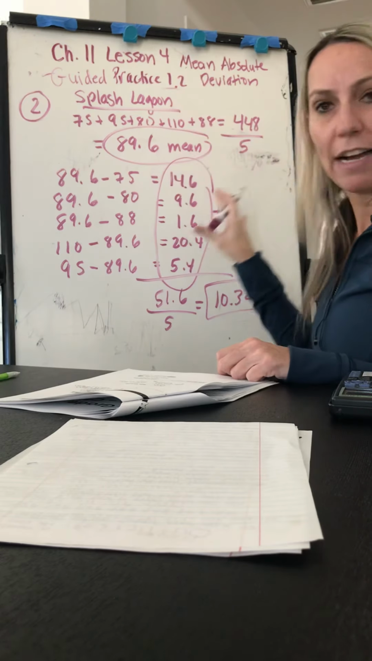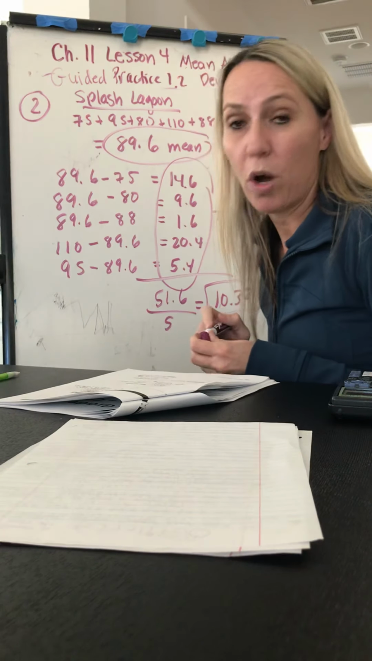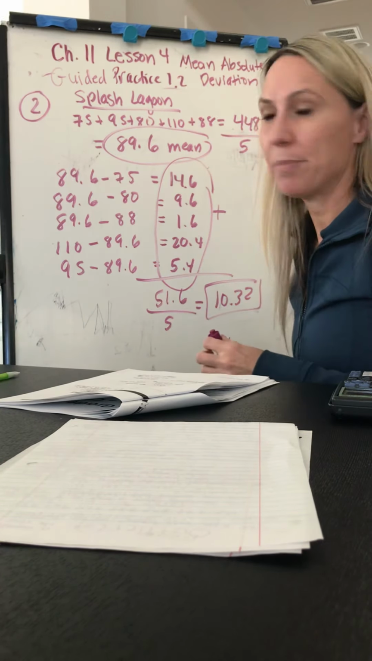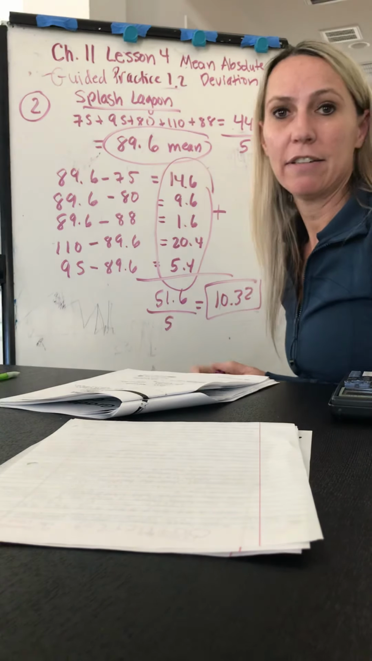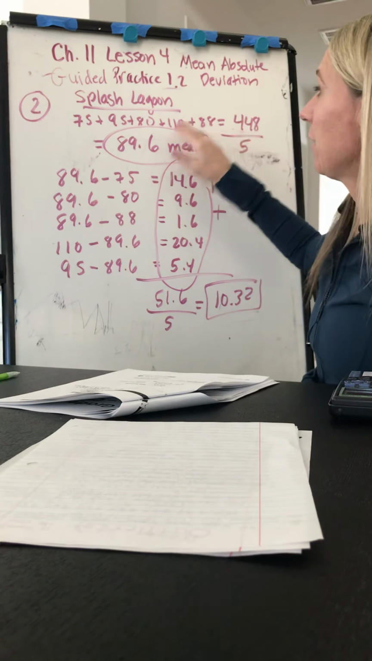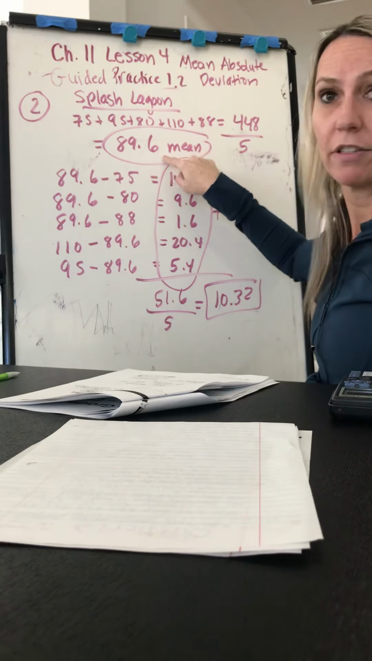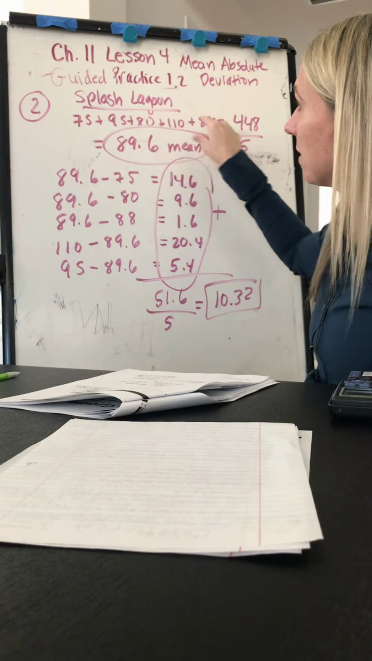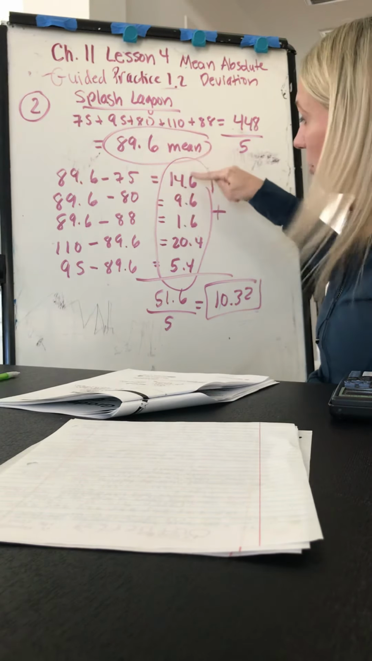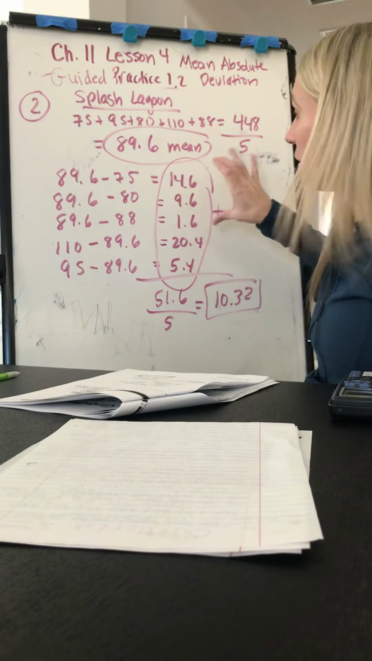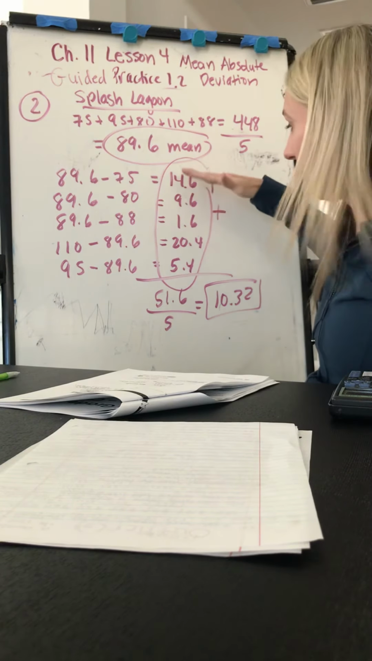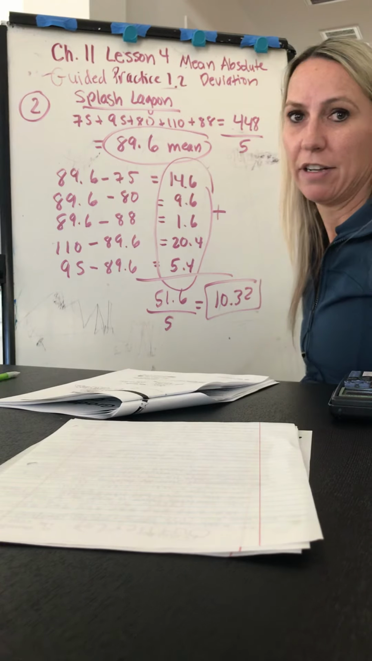And then you do the exact same thing for the Wild Water Bay, because it's two separate problems. Okay? So that's how you find the mean absolute deviation. Again, find the mean first, then subtract each piece of data from the mean. And then once you have all the differences here, you find the mean of those. So you add them up and divide by how many there are. Okay, and that's how you do it.